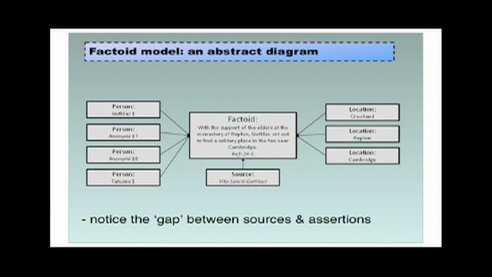In this figure, we can see a simplified data structure diagram that exemplifies this approach. You can see how the bit of text from the story, which is the subject of this factoid, describes an event that connects together individual people and places. But these entities are not attached directly to the source object at the bottom, thus maintaining a separation between sources and the assertions we identify in them.